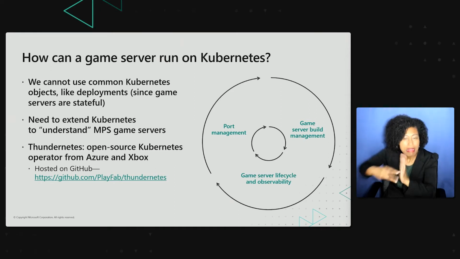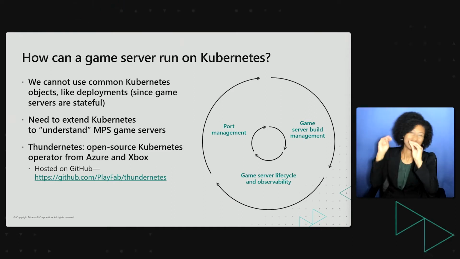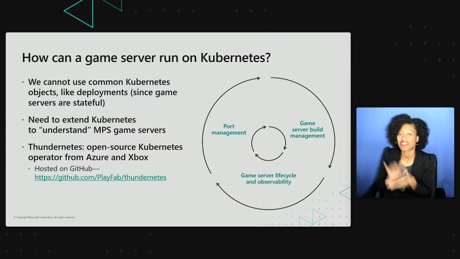So we need to build something to teach Kubernetes to understand all those things. How do you do it on Kubernetes? You build something called an operator. An operator has two things. First, a custom resource definition, where you tell Kubernetes, hey, my GameServerBuild is one, two, three things, and my game server is one, two things. Second, you build a controller, which is actually code that gets events about this custom resource definition and acts upon them. We'll talk about it. And that is Thundernetes.